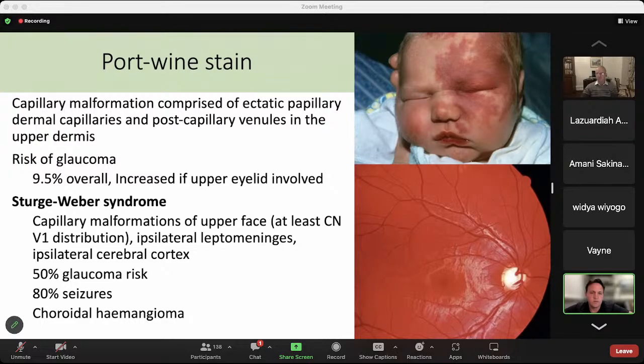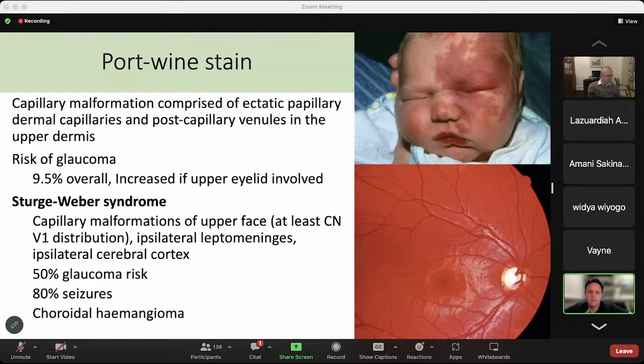The capillary hemangiomas, the port wine stains, can be associated with secondary glaucoma in children, and that can present from birth right through to later on in life. The risk of glaucoma overall in kids with facial capillary hemangiomas, particularly involving the V1 distribution, is around about 10% lifelong, and that's around if the upper lid is involved.